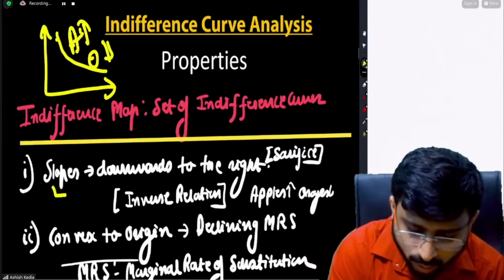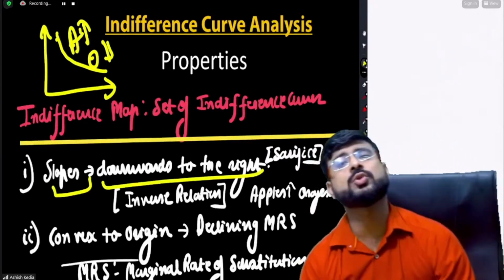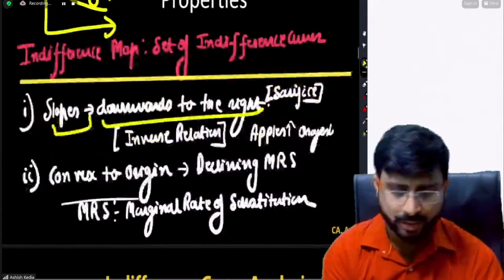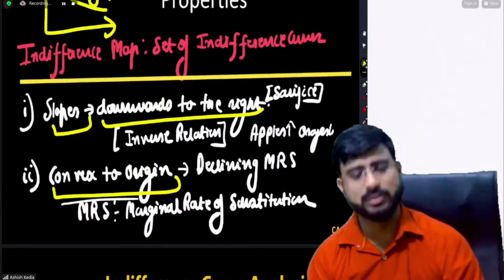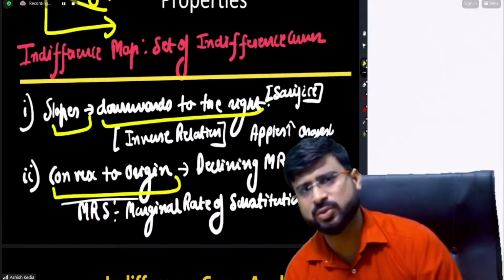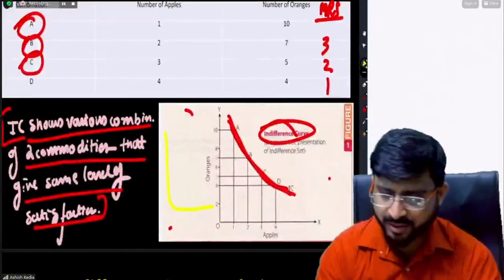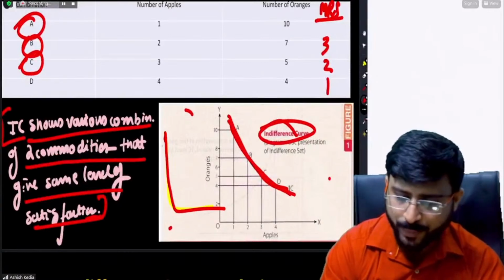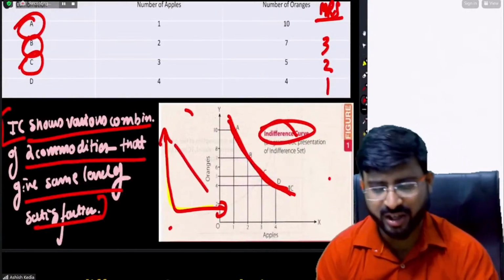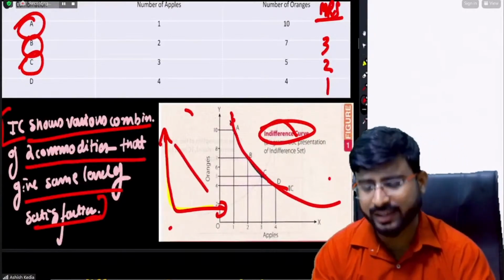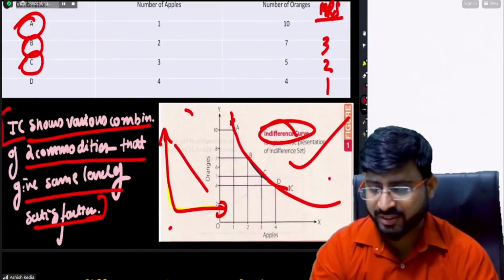So indifference curve is how? Indifference curve is sloping downwards to the right. Now, convexity to the origin. Indifference curve is convex to the origin. Means, for downward sloping, there are two options. A curve can be downward sloping when it is like this, straight down, or it can be like this. But indifference curve is the second case.